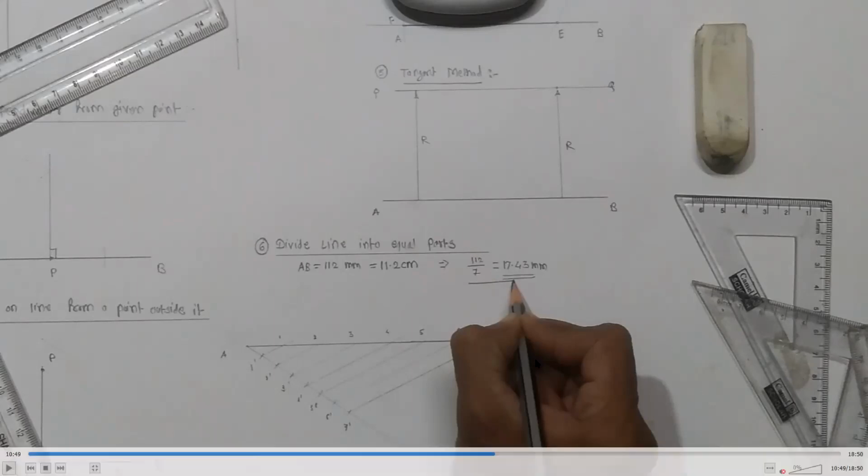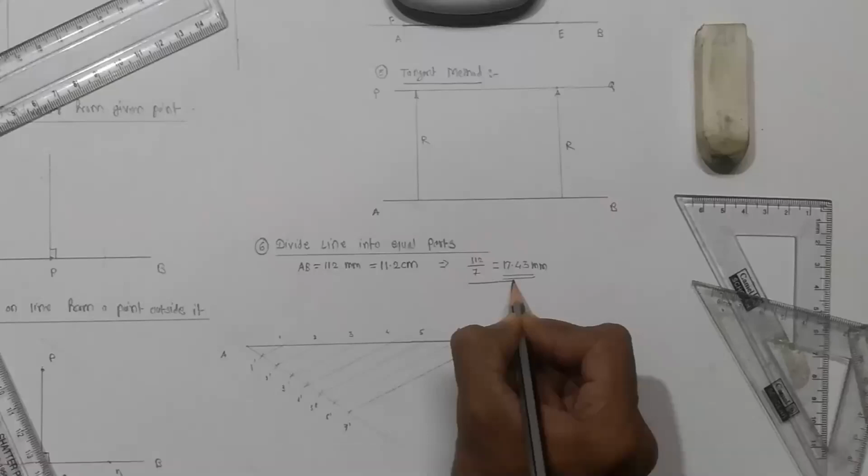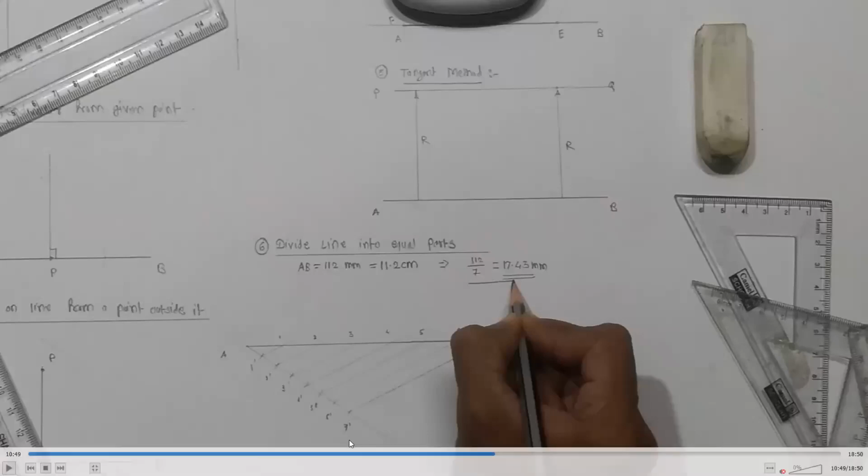Just by using a simple meter scale, if you want to divide this line, then we cannot find out this distance on that scale, that is 17.43 mm. We can get the distance 17.4. So it is quite difficult to find out this distance on the meter scale. And therefore, by using this procedure, we can divide any dimension or any length into given equal parts. Okay.